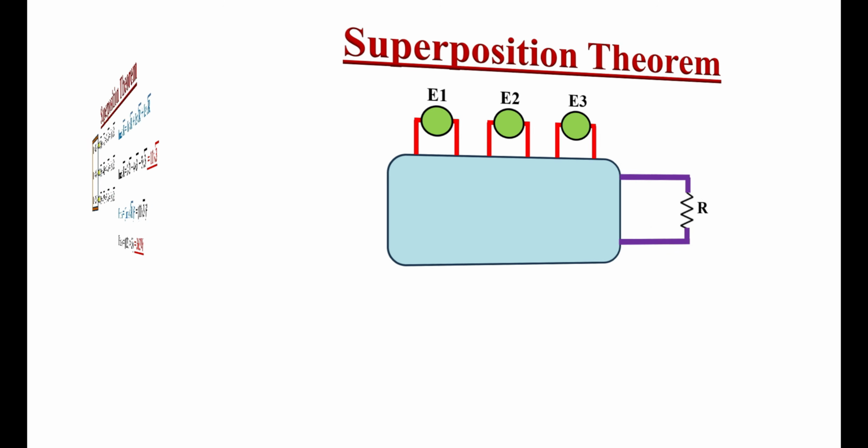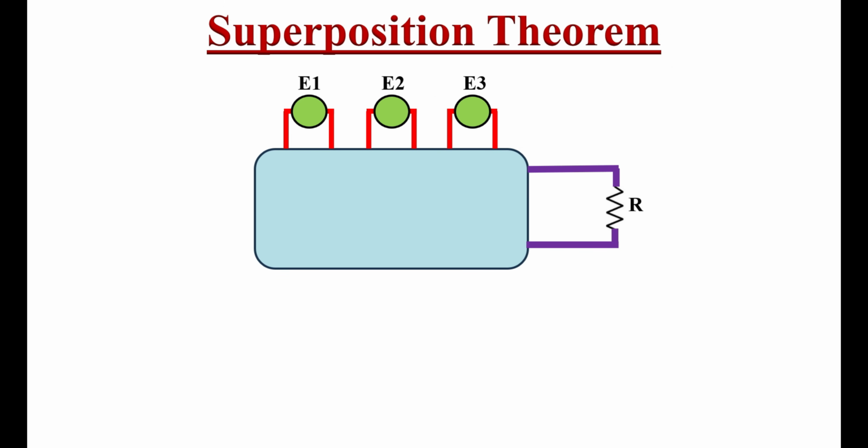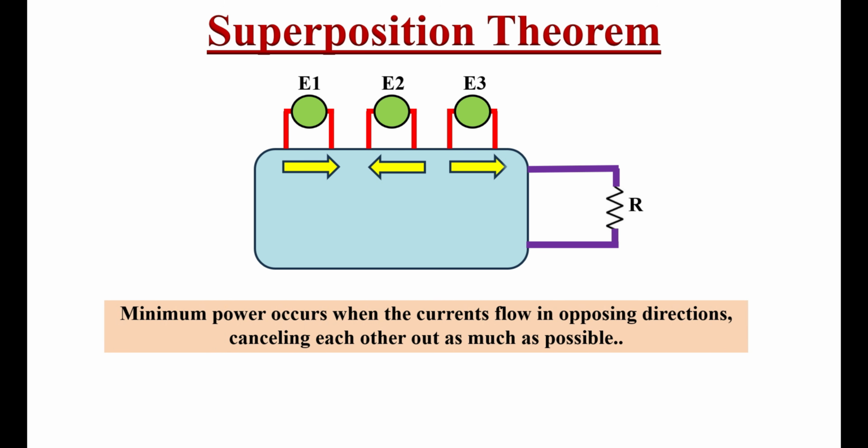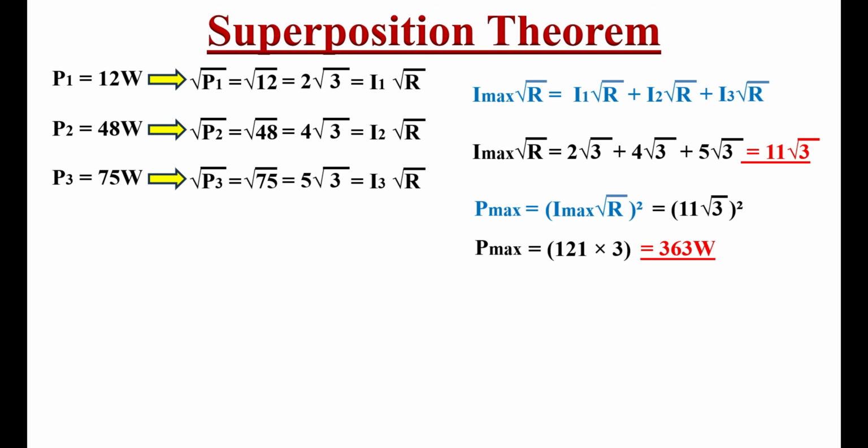Now let's see the opposite scenario. How do we find the minimum power dissipated in this circuit? As the principle states, a minimum power occurs when the currents flow in opposite directions, cancelling each other out as much as possible. Let's look at the math to see which combination of these current coefficients 2, 4 and 5 gives us the absolute minimum value.